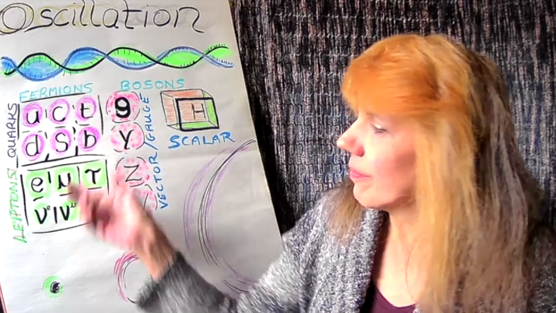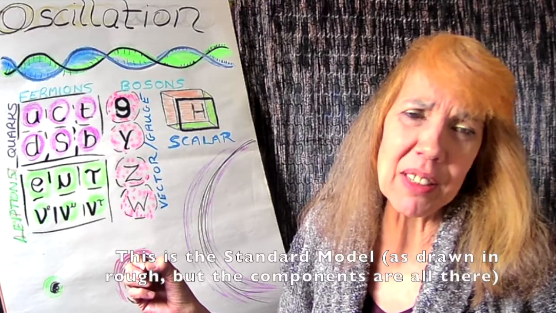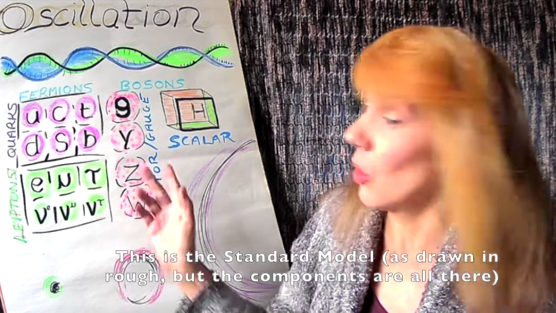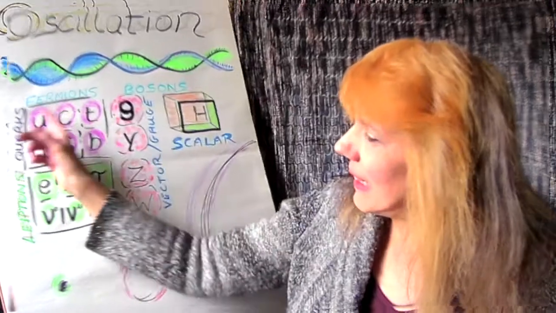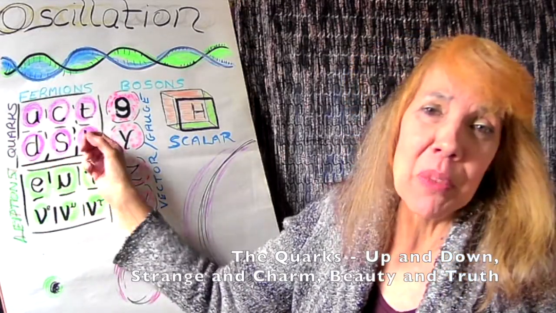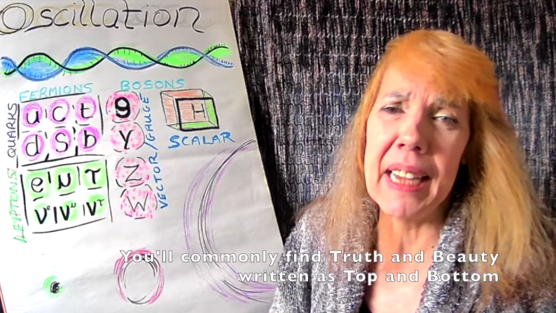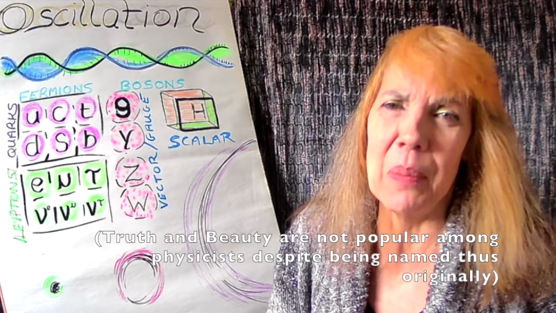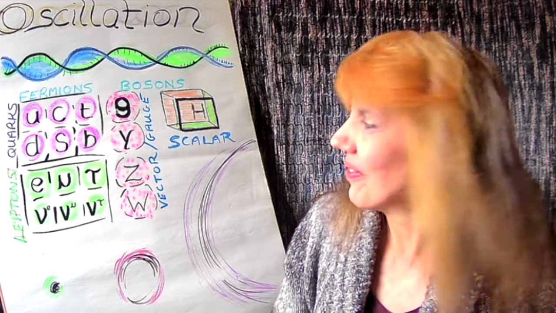This is an approximation of the standard model, and I say approximation because it is what you'll find on diagrams that represent the standard model, but it's an approximation because I've drawn it. Up here you've got the quarks, the up and down, strange, charmed, truth and beauty, also known as top and bottom these days, because truth and beauty were not deemed to be really suitable to describe quarks for some reason or another, but we'll look at that later.